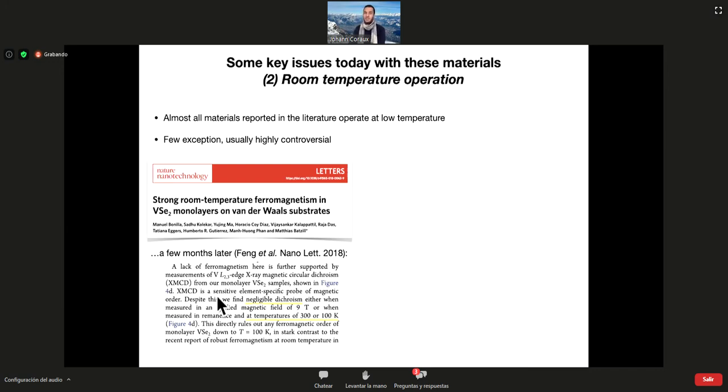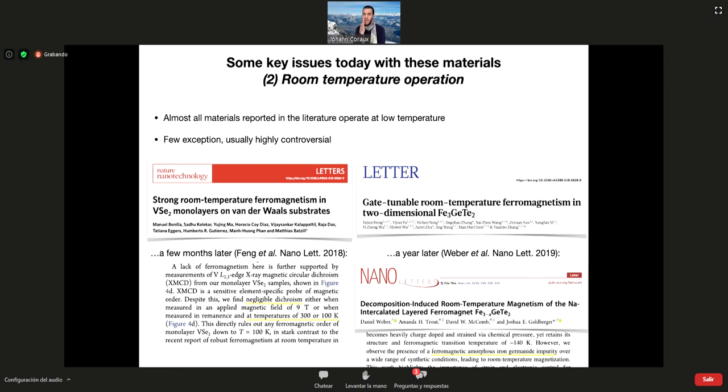And even when you go down to low temperatures, there is nothing in these results. So the situation in this material is rather uncertain, I would say. I can pick another example, also a famous one, and this is iron germanium telluride.